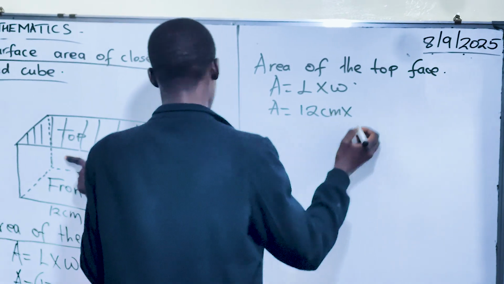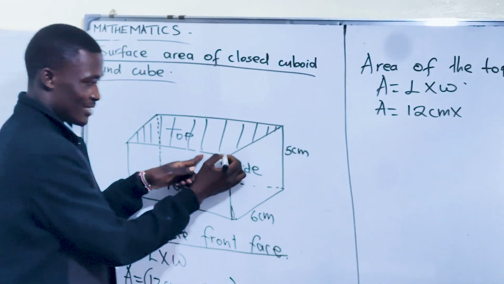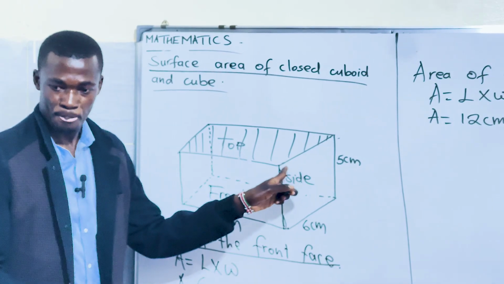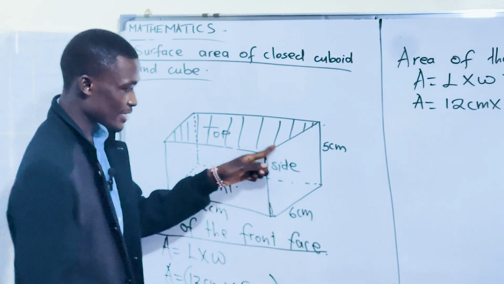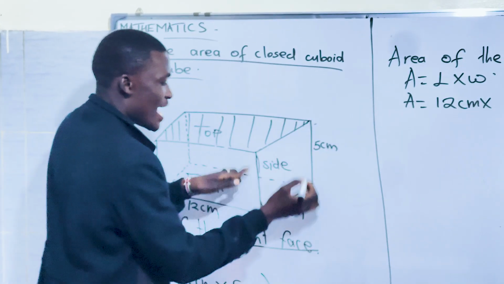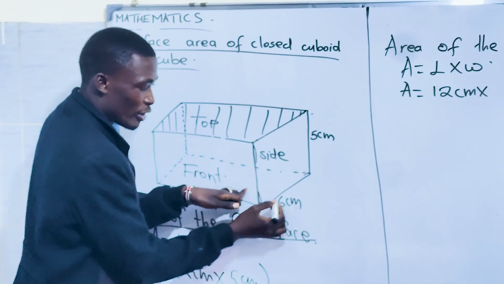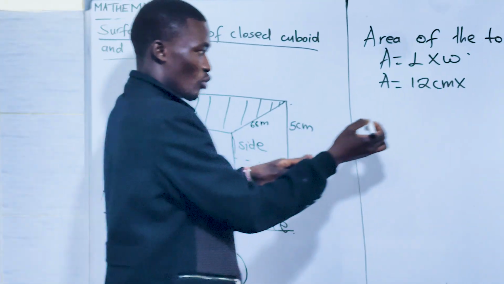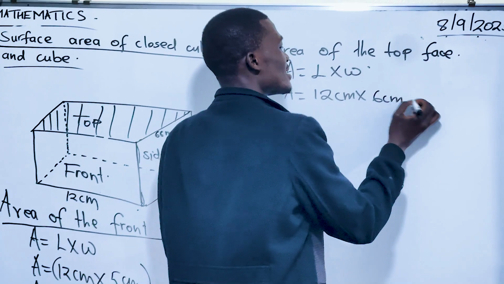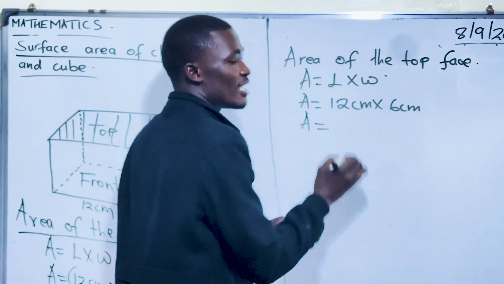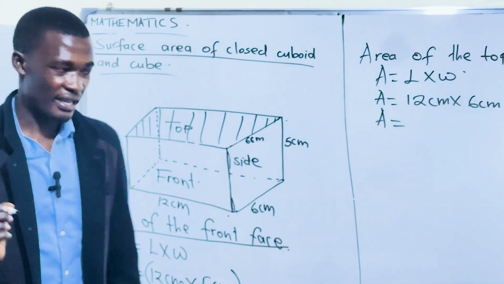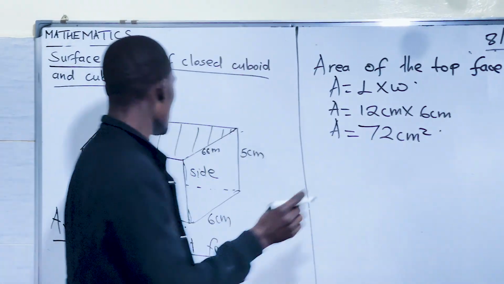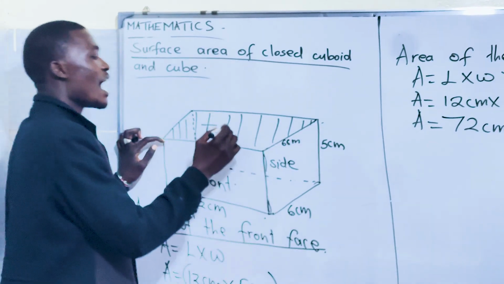And what is going to be the width now? The width is this part that is moving up this way. What is going to be the width? Yes? 6, because this part here is equal to this part. So if this part is 6, therefore this is also going to be 6 centimeters. So we multiply by 6 centimeters, which is going to give us an area of 72 centimeters squared. Very good. So already we have worked out the front and the top.